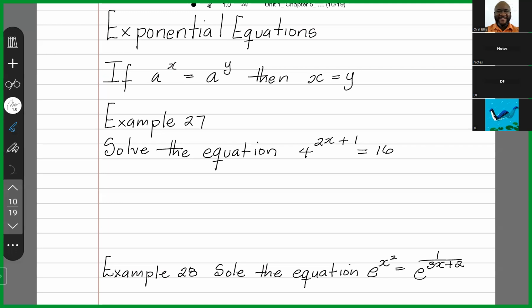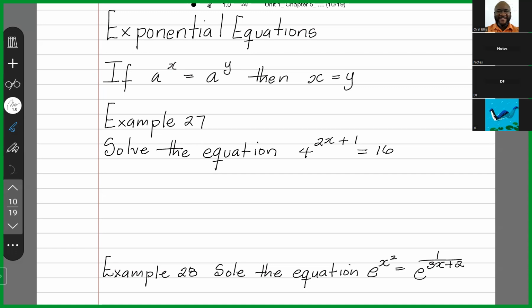All right, so right now we're going to be looking at exponential equations. And we start out by saying that if a to the x is equal to a to the y, then x is equal to y.